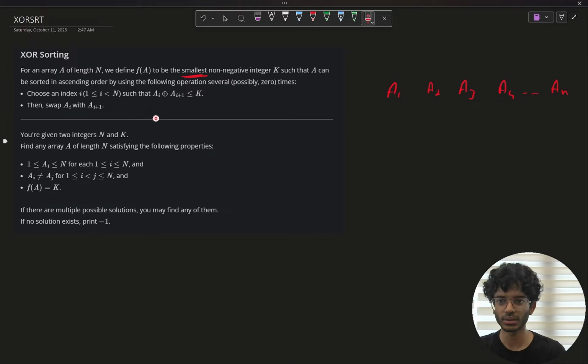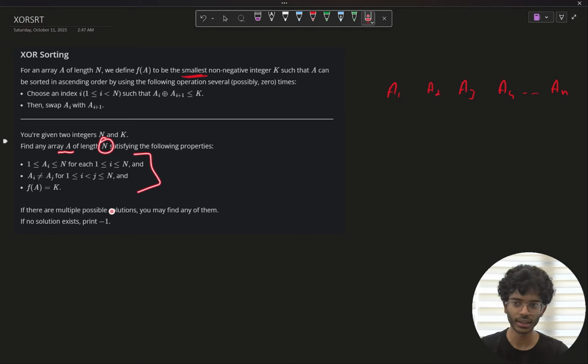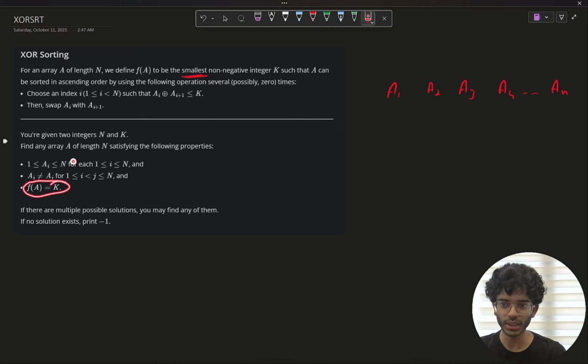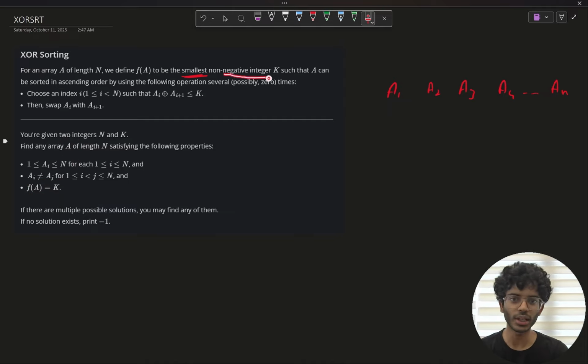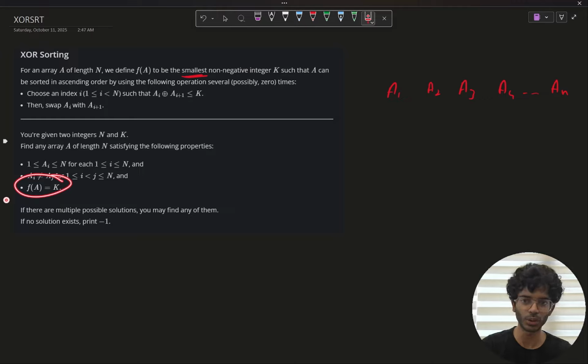Now in the question, we are given two integers n and k and we need to find an array A of length n which satisfies the following properties. That is, f of A is equal to k. So for the array we are finding, the smallest non-negative integer that is required to sort the whole array is exactly equal to k.